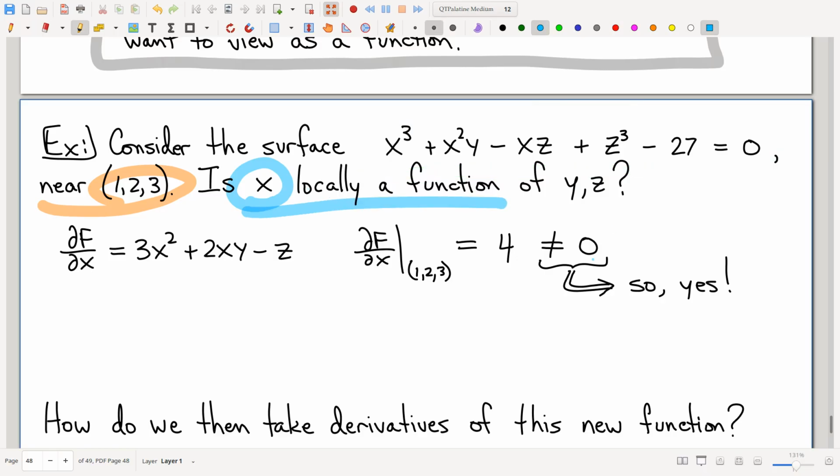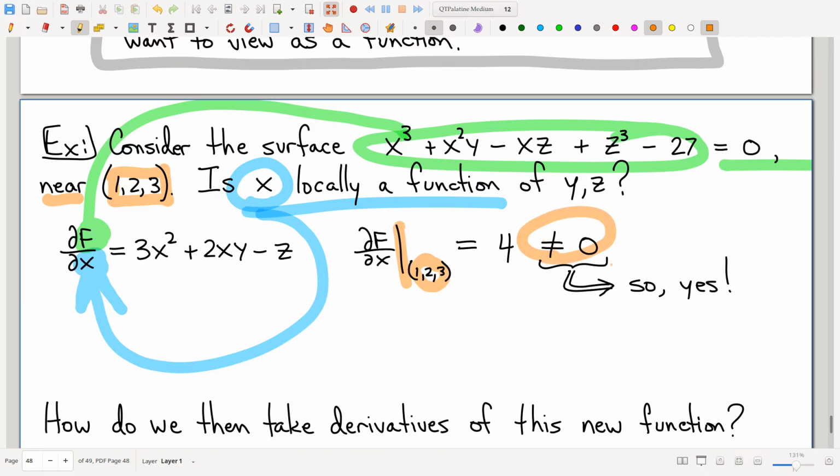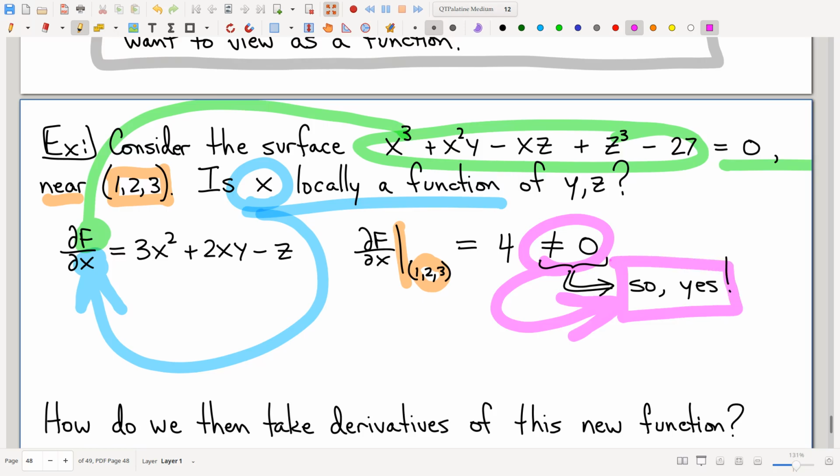And so again, reminder, whatever is the variable that you want to view as a function, that's what you take the partial with respect to. Whatever you're looking at a level set of is what you take the partial of with respect to that variable. And then punch it up, see if you get 0. Of course, you're going to plug in the point in question. Here we're interested in what's happening at the point (1, 2, 3). So we plug in (1, 2, 3). And not 0, whoops, wrong color. Not 0, so no problem. Everybody all right?